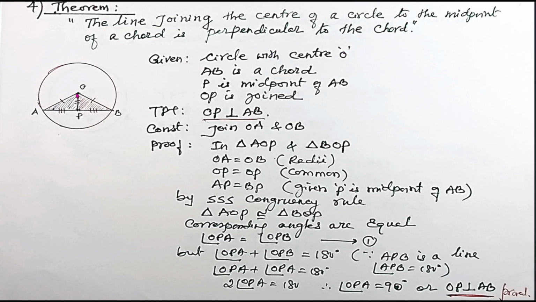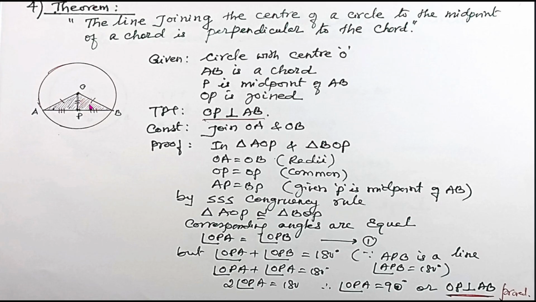Given a circle with center O, AB is a chord, P is the midpoint of AB, and OP is joined. Now we have to prove that OP is perpendicular to AB. It is enough for us to prove that angle OPA is equal to 90 degrees, which makes OP perpendicular to AB. Now join OA and OB, and we have two triangles, AOP and BOP. In triangle AOP and triangle BOP, OA is equal to OB, radii, AP is equal to BP because P is the midpoint, and OP is common to both. By SSS congruency criteria, triangle AOP and triangle BOP are congruent.